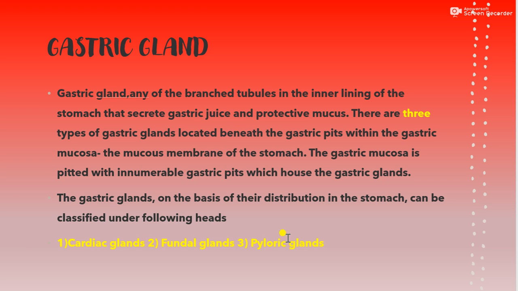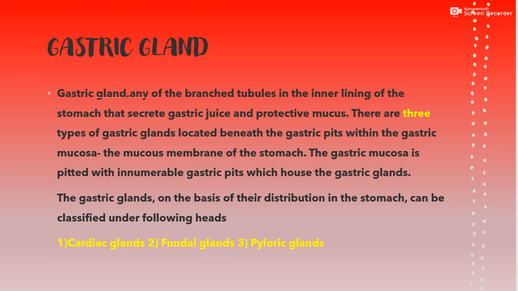Now we see the third type of gastric gland, that is the pyloric gland. The pyloric glands are located in the antrum of the pylorus. They secrete gastrin produced by the G cells. All this is about the gastric glands, that is, their distribution in the stomach: cardiac gland, fundal gland, and pyloric gland.